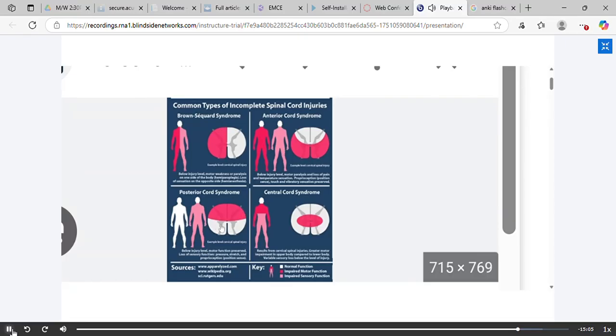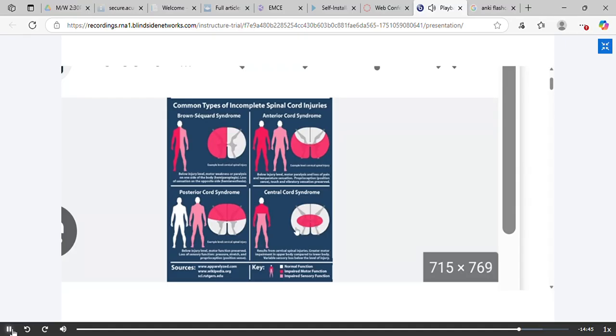Posterior cord syndrome is going to happen with hyperextension. So it's the posterior part of the cord, and below the injury, motor function is preserved. There's no paralysis, but it's all going to be sensory stuff. Pressure, stretch, sensation, they can't feel that kind of thing.